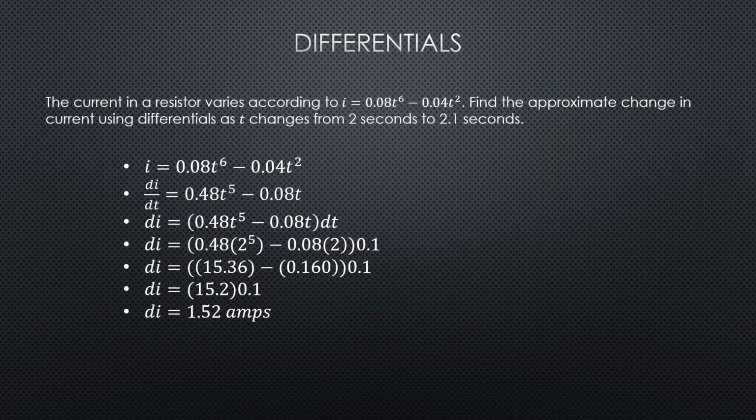So we've got dI, the change in I, now. We just do the math. We're going to put in 2 seconds, our initial time, for t. And the change of t is the difference between 2 seconds and 2.1 seconds, so that's 0.1 seconds for the change of t. And we end up with 1.52 amps. So there's a change in current of 1.52 amps from the time 2 seconds to the time 2.1 seconds.